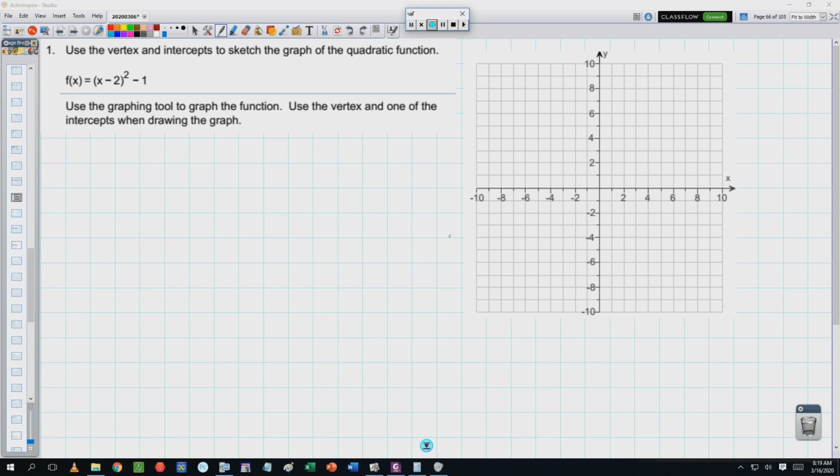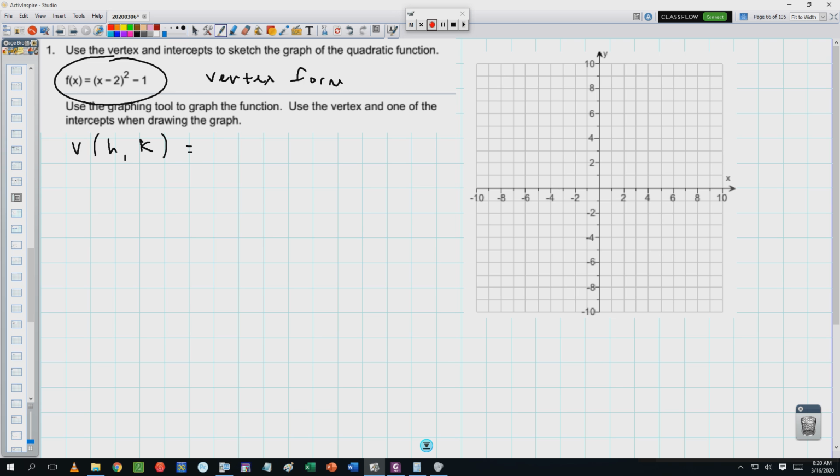We're going to use the vertex and intercepts to sketch the graph of the quadratic function. The way this function is already written out, it is already in what we call vertex form. In vertex form, your h value is the number being added or subtracted with the x there, always opposite of what you see. And your k value is the number on the outside of the group.